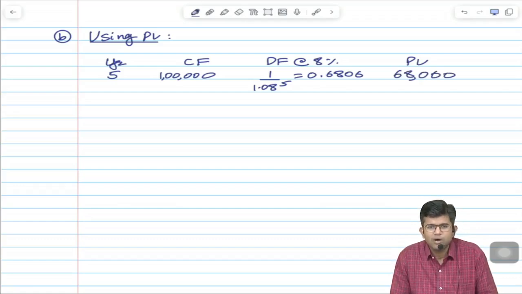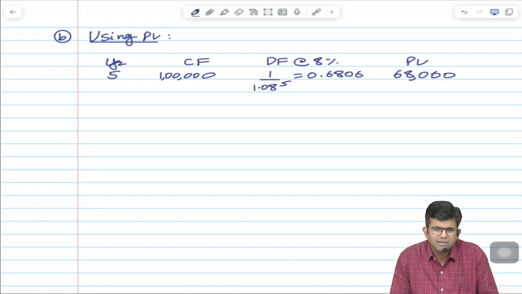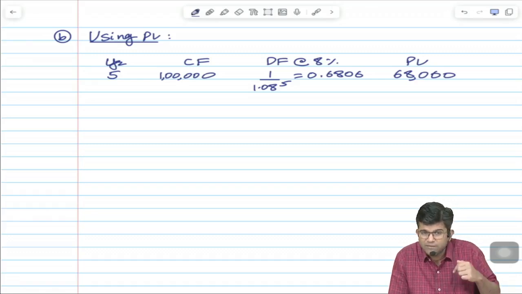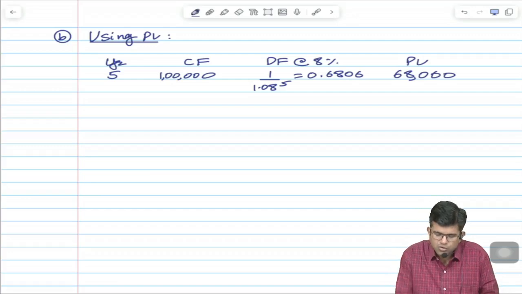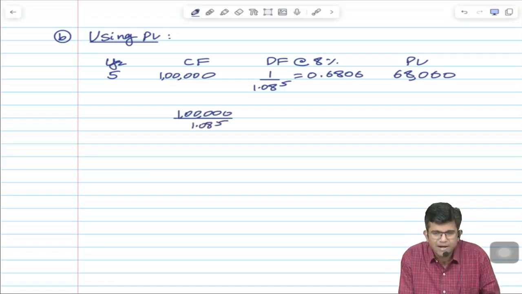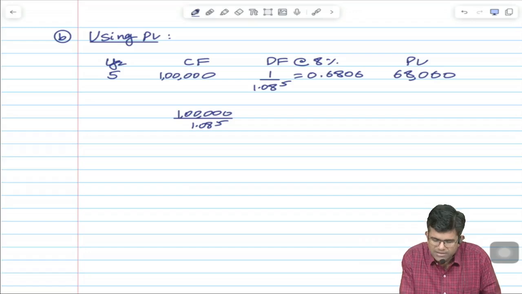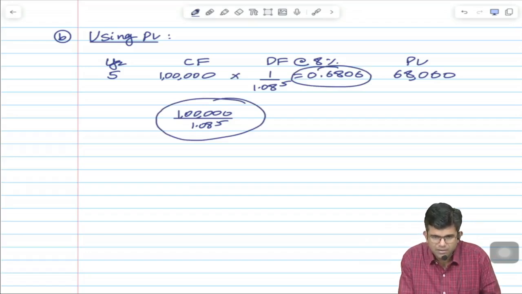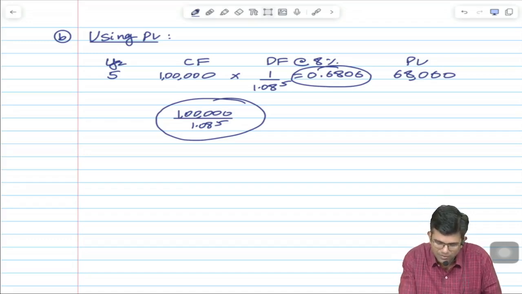Just before I go ahead, even when we were doing forex, was there any calculation of present value? You remember money market hedging? In money market hedging, we had to create a foreign currency receivable or payable. For that we had to invest or borrow the present value. So in that also it was like this only, 1 lakh divided by 1.08 raised to 5. I hope you're realizing. Here it appears that you are multiplying, but actually you are dividing. Everybody clear?